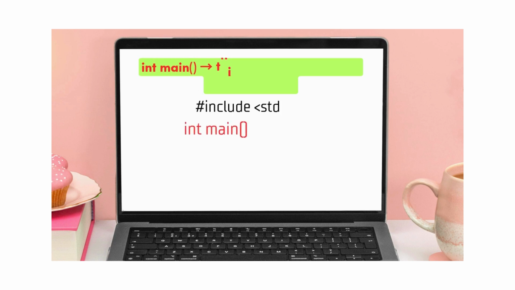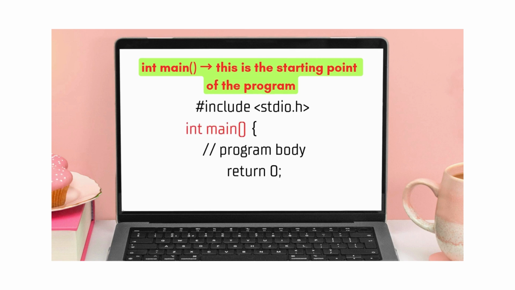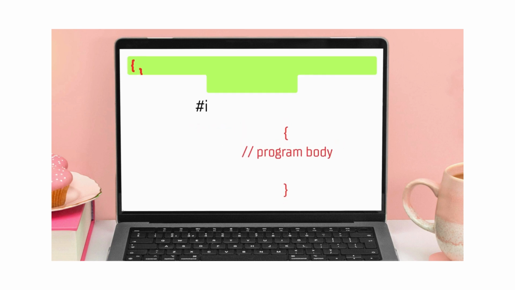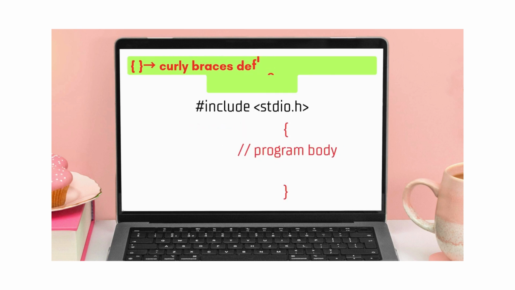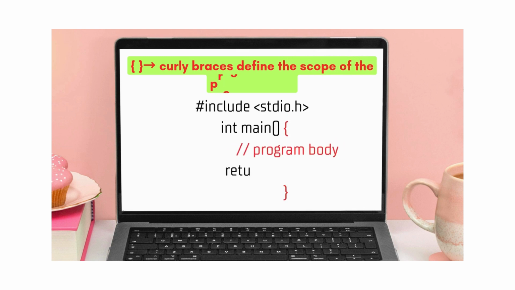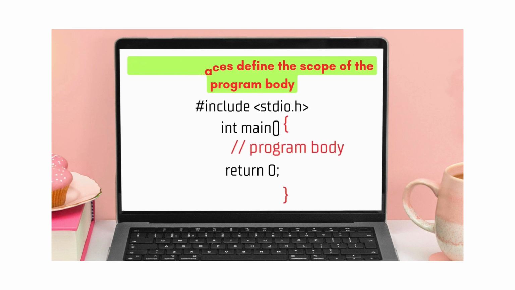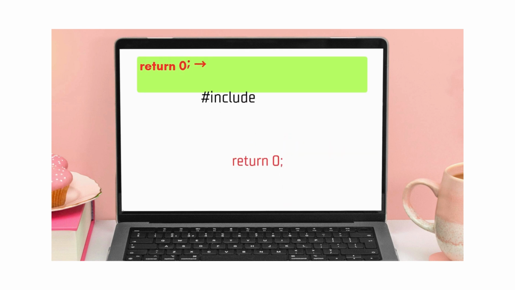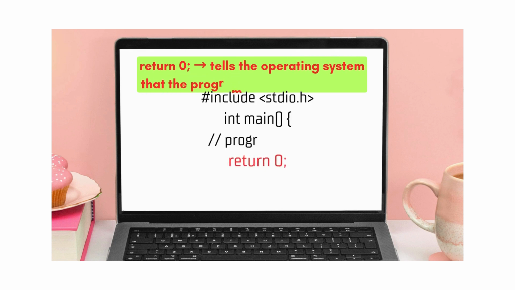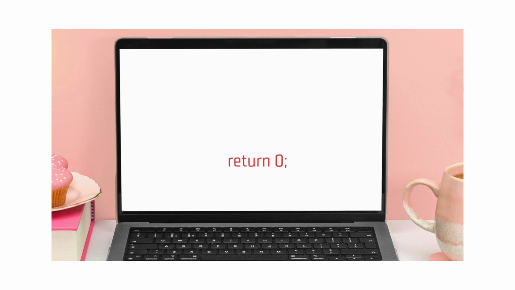In main, this is the starting point of the program. Curly braces define the scope of the program body. return 0 tells the operating system that the program ended successfully. Every statement ends with a semicolon.